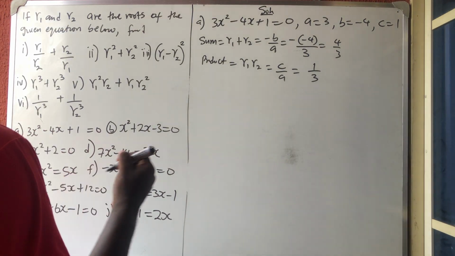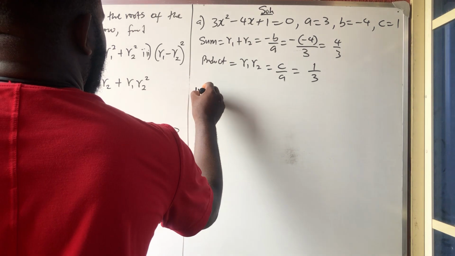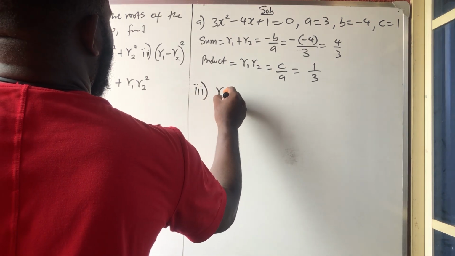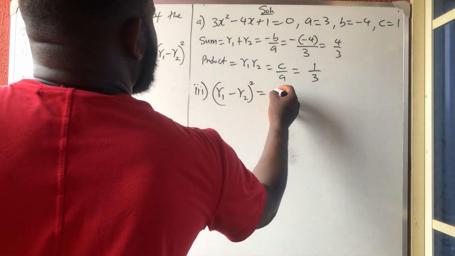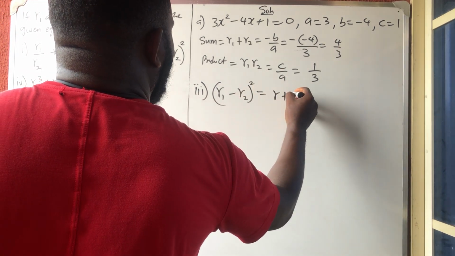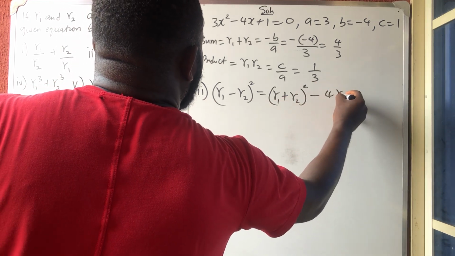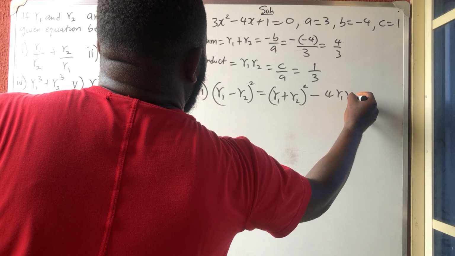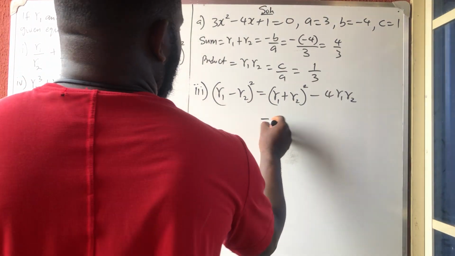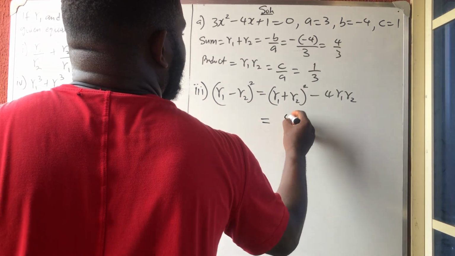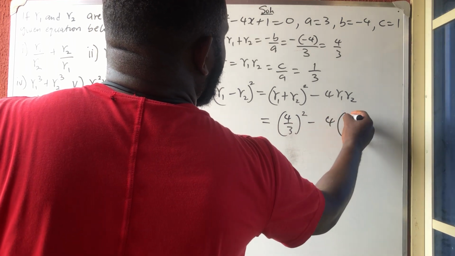So we have done IV. Let's do I. I said alpha minus beta all squared. The formula is still just alpha plus beta, all squared minus 4 alpha beta. Just go to my video on roots of quadratic equation, you understand better. So this one will give you 4 over 3 all squared minus 4 into 1 over 3.